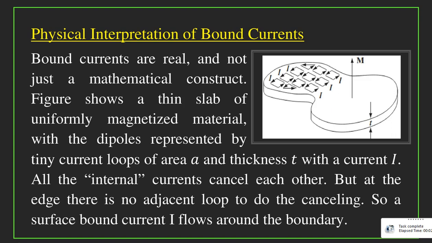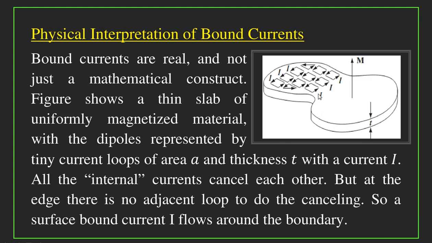Now we see that within the interior of the material, the currents due to adjacent dipoles cancel. For example, at this edge, the current due to this dipole and this dipole cancel each other, so that the net current at this point will be 0. And here also at this edge, the current due to this dipole and this dipole cancel each other. So all the internal currents cancel between adjacent dipoles.